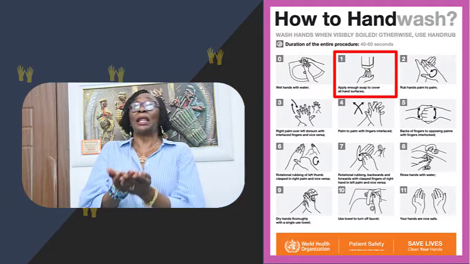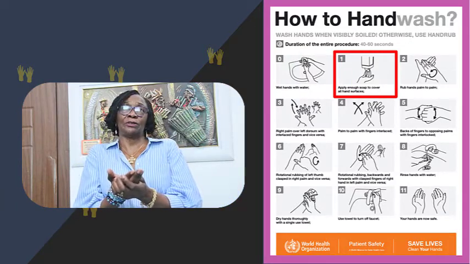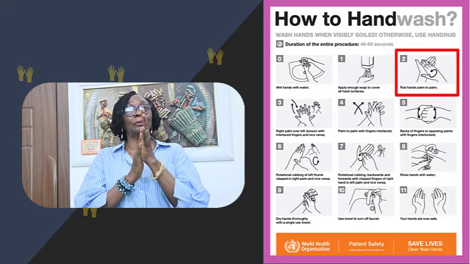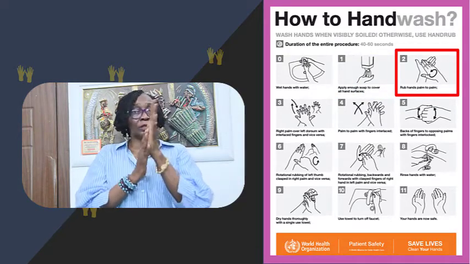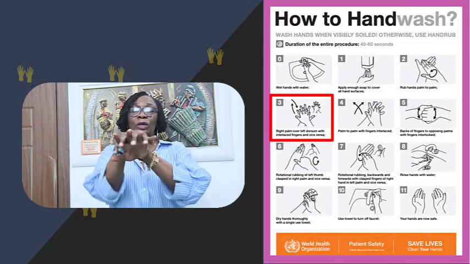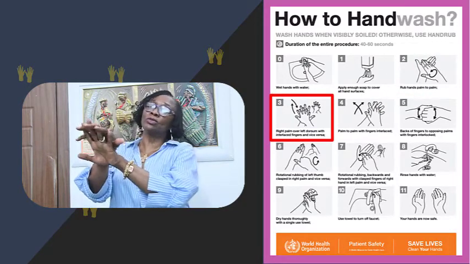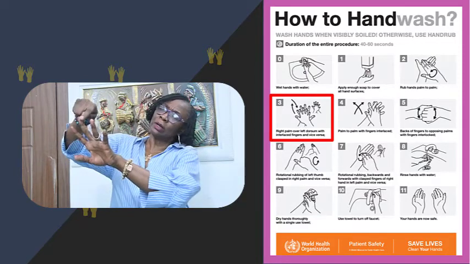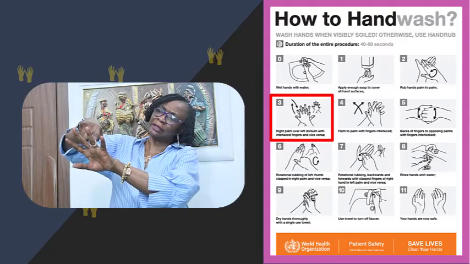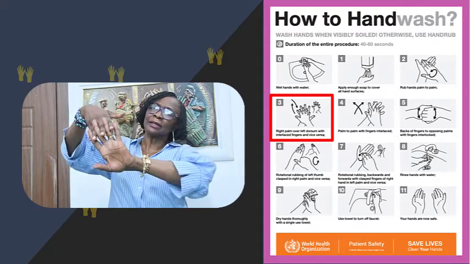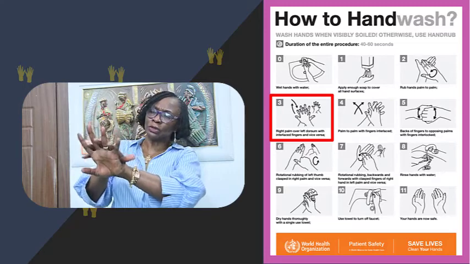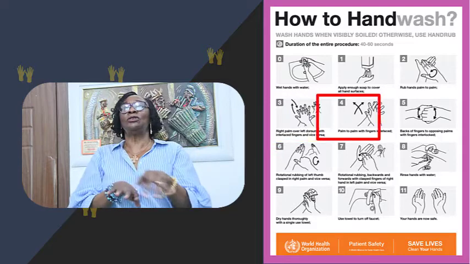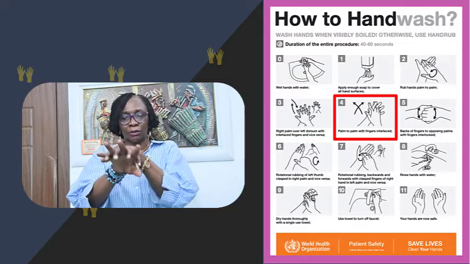You have to apply enough soap to cover all the hand surfaces, and then you rub your hands palm to palm, the right palm over the left palm, then you go over it and you interlace. And it's important to recognize that when you're rubbing, you're actually trying to rub between the fingers. Some people do this, that's not it. You must go in a continuous motion like that. And then you do it the same way again on the other side.